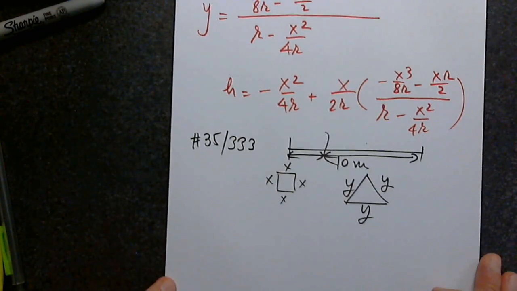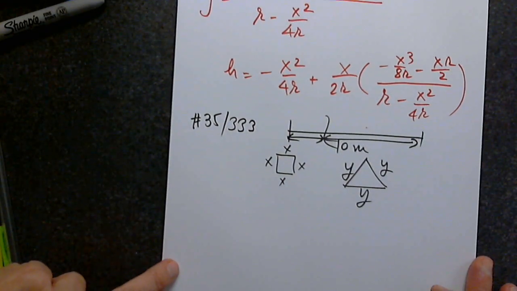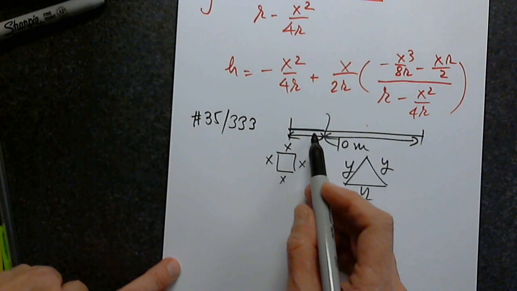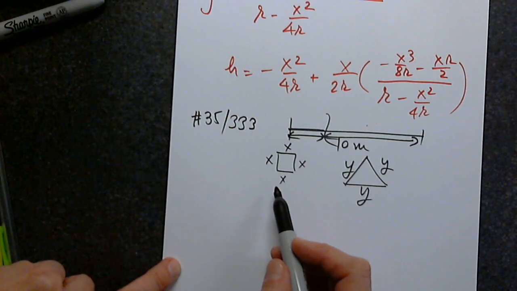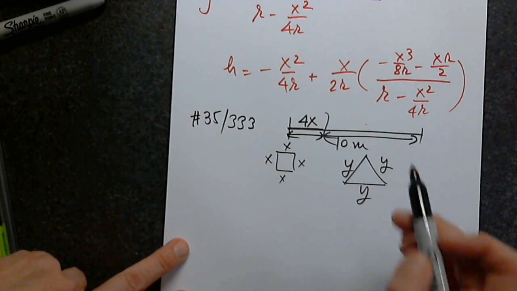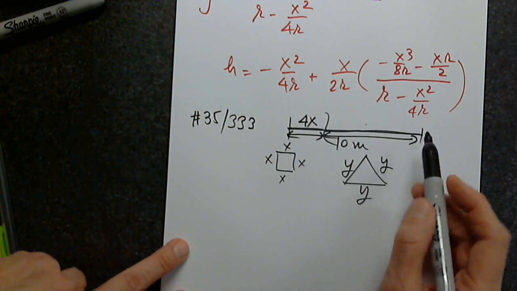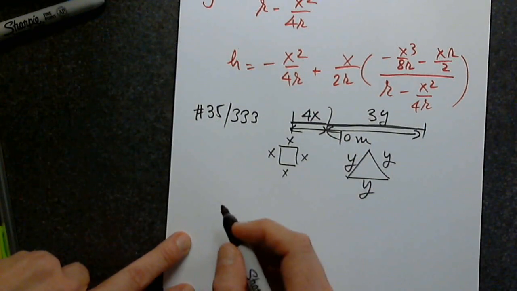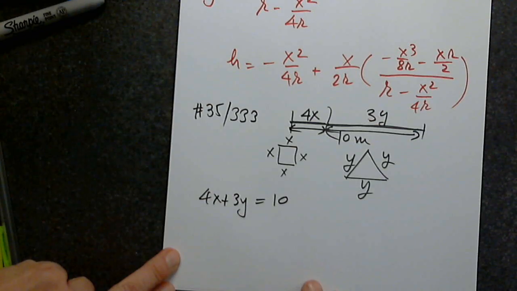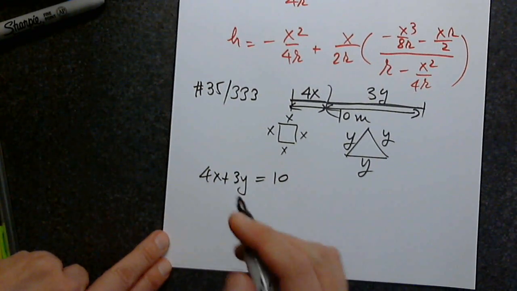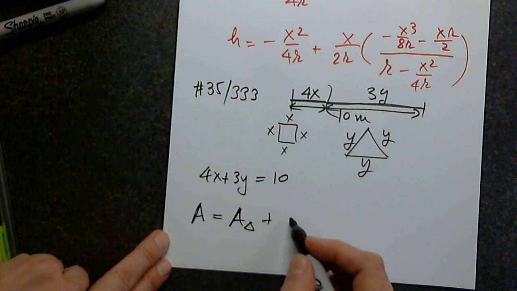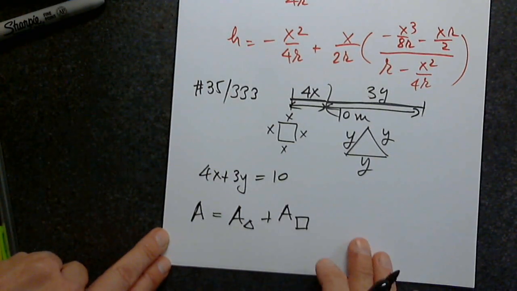So first of all, we have to come up with the total area. So let's say, what is this length? If I bend this piece into a square, 4x. And what is this length? Very good. So for now, we do have the first equation, which is 4x plus 3y equals 10. Now I need to find the total area. It's the total area of the triangle plus the area of the square.